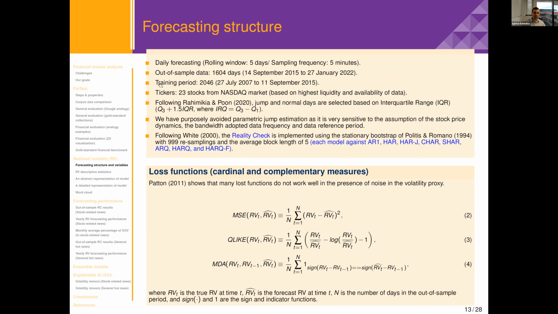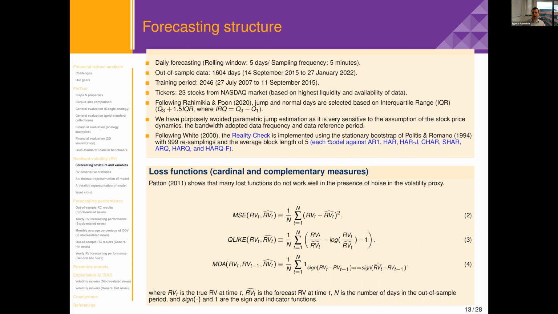1,600 out-of-sample days, and it is daily forecasting. Training period is 2,000 days, and the out-of-sample data is exactly after 2015, the end date of the data we used to develop the fintechs word embedding. After that, we are focusing on 23 stocks, and we are discriminating between normal and high volatility days just for presenting data. We are not using it inside the model structure.